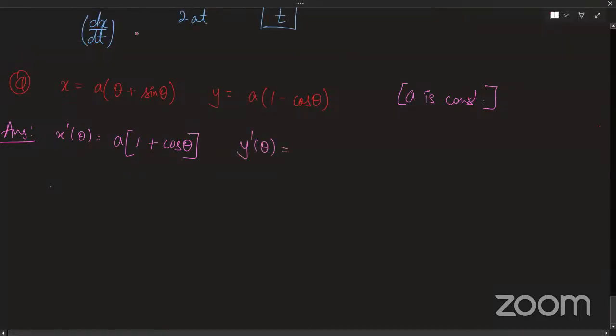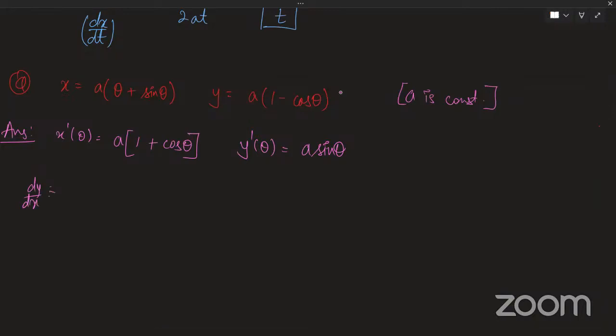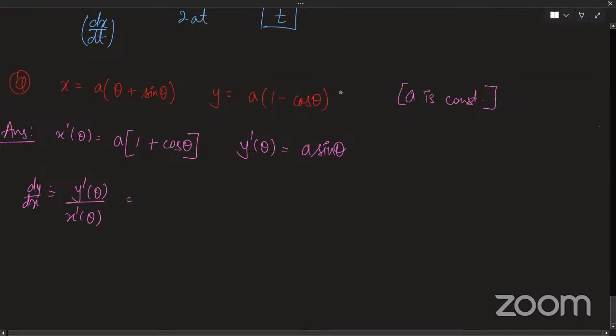Okay, now tell me. What about this one? Sine theta. Think again. What about a? A into sine theta. So your value of dy by dx is basically y dash of theta by x dash of theta, right? So you'll write it as a sine theta divided by a into 1 plus cos theta, right? So a got cancelled. So you get sine theta divided by 1 plus cos theta.